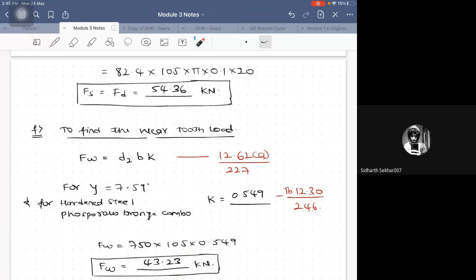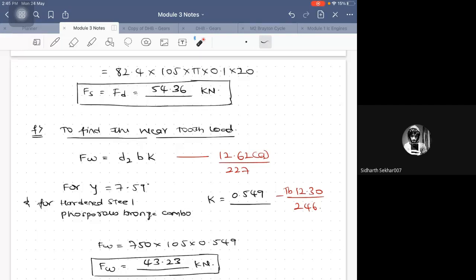So what's your inference? What's your conclusion? What's your inference or what's your conclusion? Good. So your dynamic load is 54, but your wear load is just 43. Okay. Not safe, not safe. So yes, it is not safe. Material is not safe, exactly.